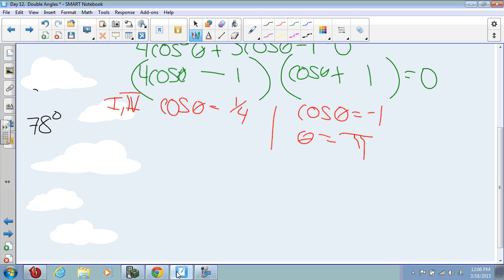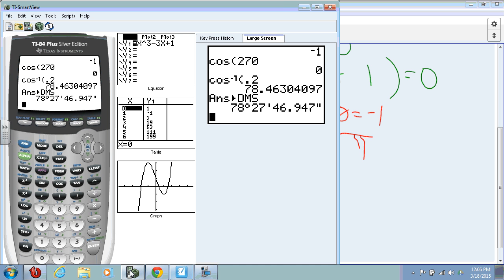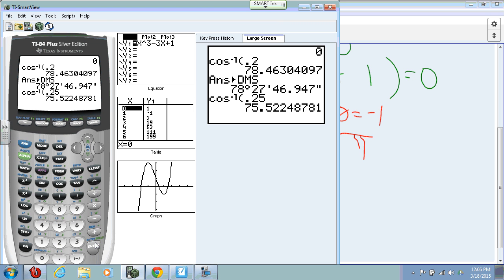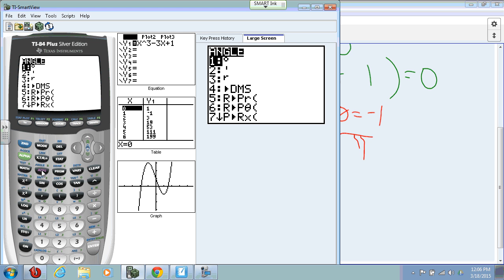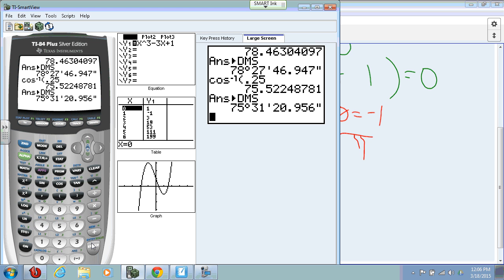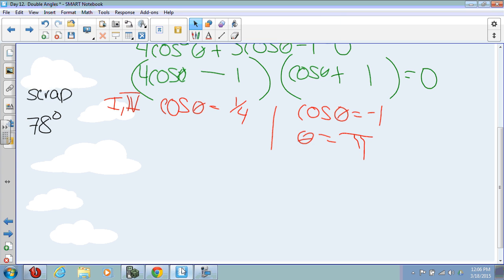That's for 0.2, not 0.25 though. Oh, did I fix it? Yeah. Second cosine 0.25. So 75.5. So that's going to round up, isn't it? Yes. So 75 degrees, 31 minutes. So we're going to take that to 76 degrees. Then we've got to convert that to radians. Yep, because we're moving a minute. So scrap is 76 degrees.